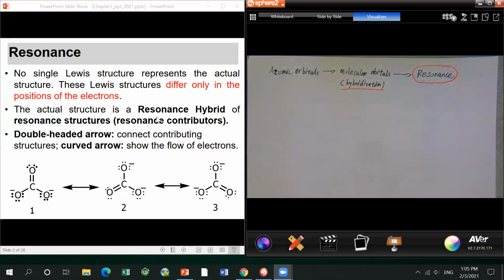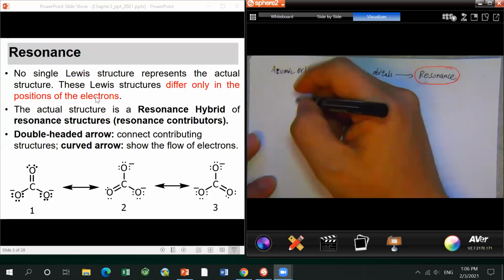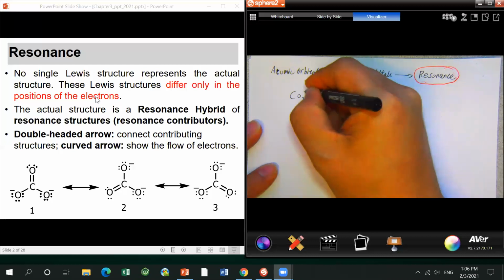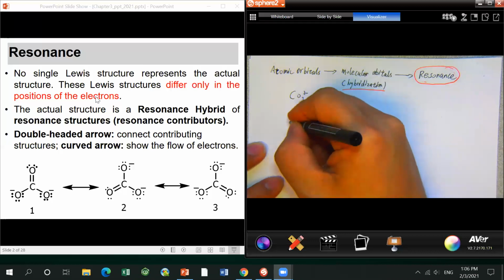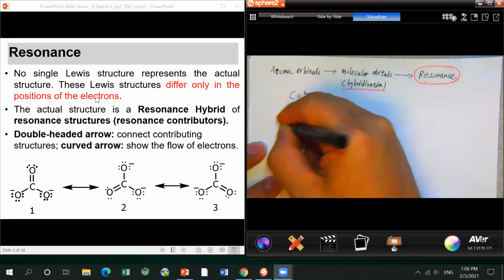For resonance, we already talked a little bit in chapter 1. Sometimes, for one actual structure, you can show more than one Lewis structure. Each Lewis structure represents the actual structure, and those Lewis structures differ only by the position of electrons. For example, for CO3 2-, you actually draw three Lewis structures.